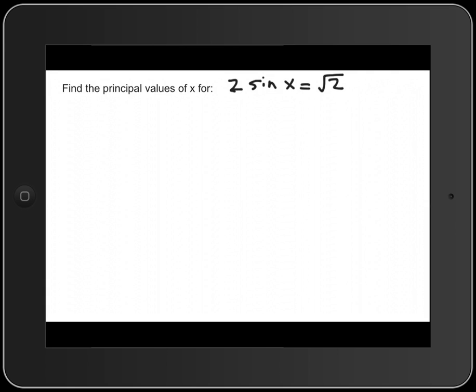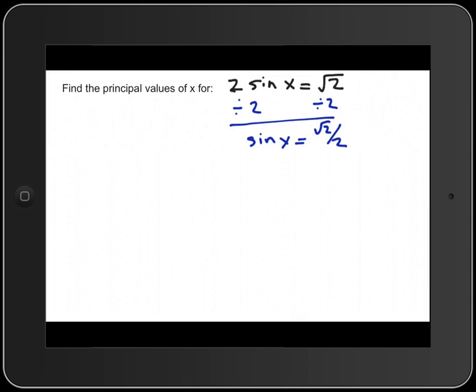Okay, so the first one we're going to look at is this problem, 2 sine x equals square root of 2, and we want to find the principal values for this function. So when solving a trigonometric equation, our ideal thing is to first get the trigonometric function by itself. We want to get it isolated. So this is a quick move for this problem. I'm going to go ahead and divide both sides by 2. Divided by 2. And I get the sine of x equals the square root of 2 over 2.